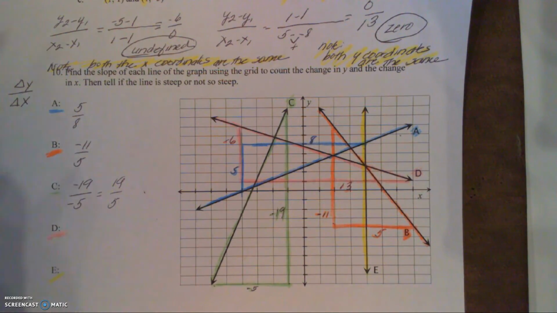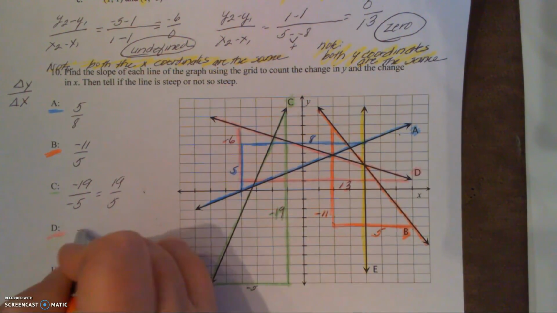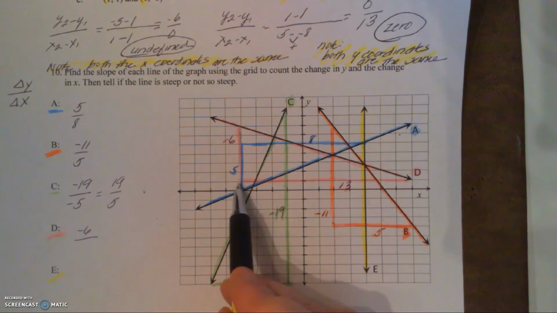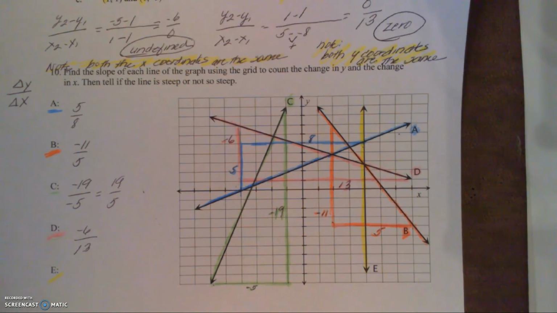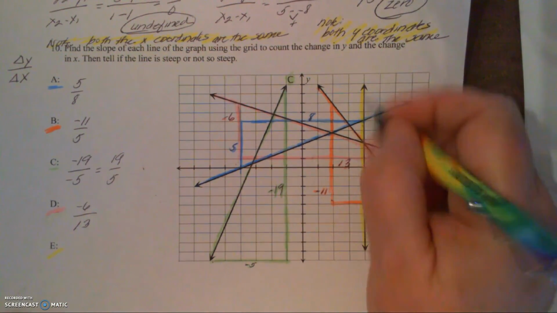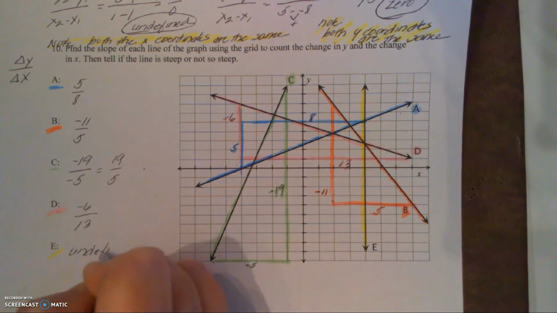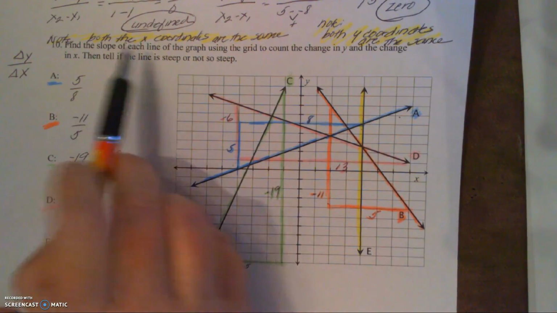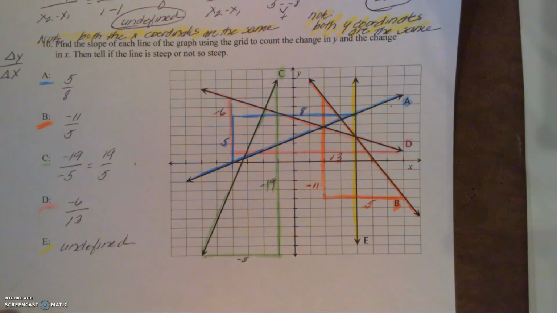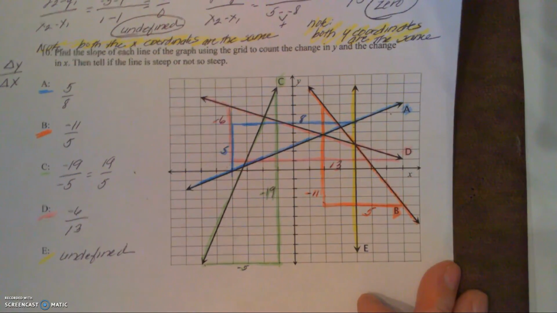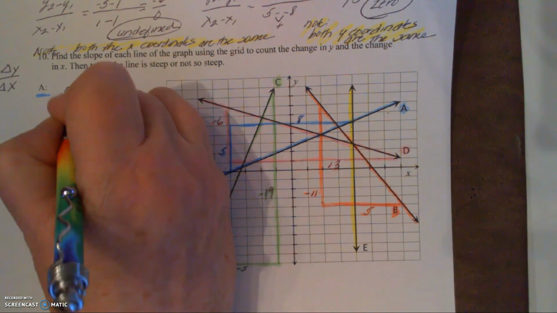All right? And then D, you're going to go down 6, and you're going to go over 13. Okay? And then E is just up and down. So that is undefined. And just like we said, when it's undefined, both the x-coordinates are the same. Okay? So I'm going to let you take a few minutes to look at that. And while you're doing that, I'm just going to finish up like this one, 5 over 8.